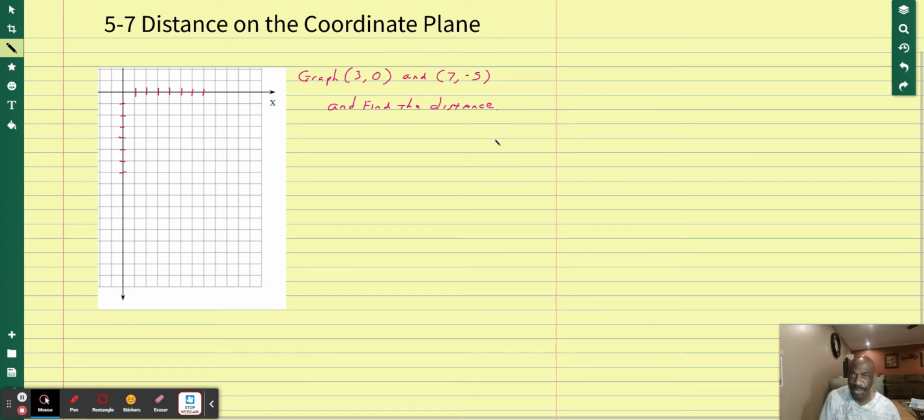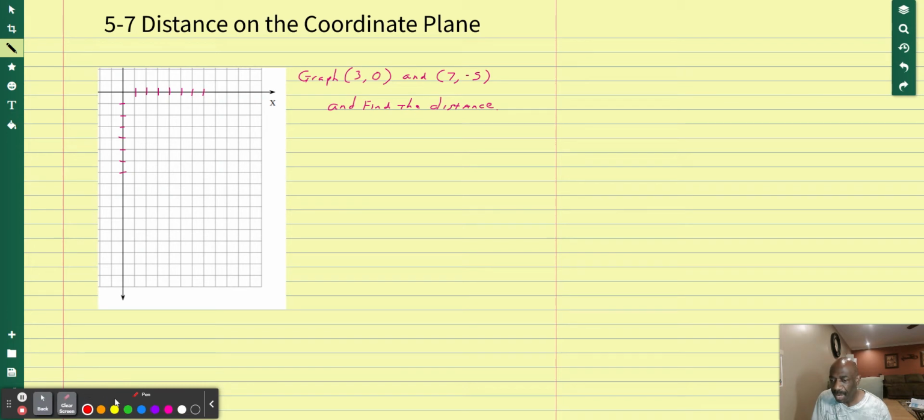All right, so what we do first is graph 3, 0. Keep in mind that the 3 is the x coordinate and the 0 is the y coordinate. So over here, this will go 1, 2, 3. So that will be 3 on the x. Let me put a dot right here. That's 3, 0. That means 3 to the right and don't go up or down. That's why the y is 0. So we're not going to move off of the x axis.